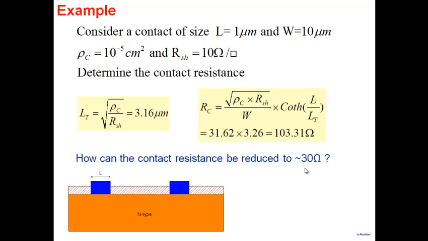By the way, contact resistance is an extremely important problem. A lot of effort and time is spent on minimizing contact resistance in MOSFETs and bipolar transistors and all that. When you're designing and fabricating, this is a serious issue. Okay, so 103.31, let's say, is too high for you. You want 30 ohms. How can you reduce the resistance here? What should you do? Starting from the simplest to the most complex.